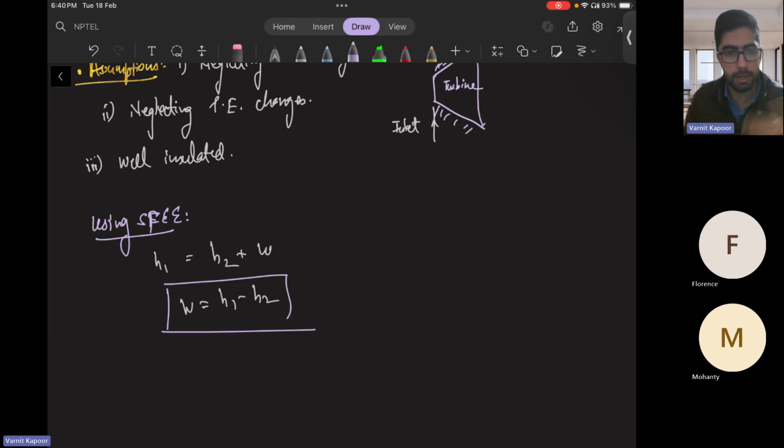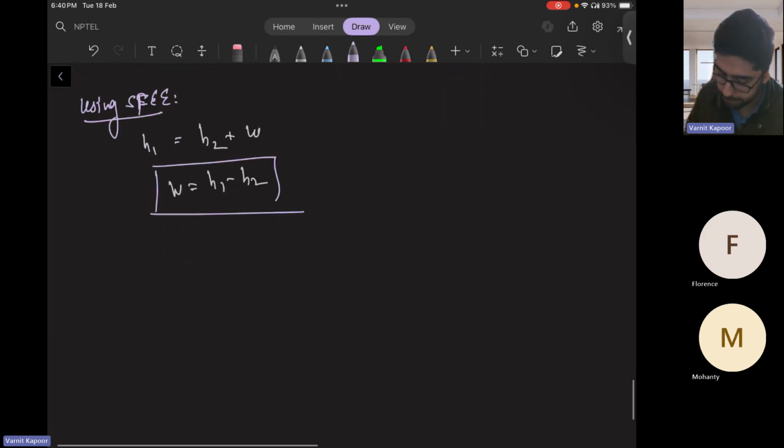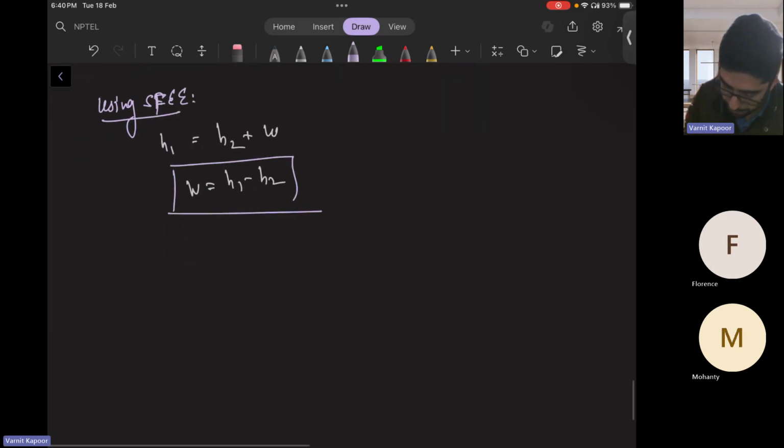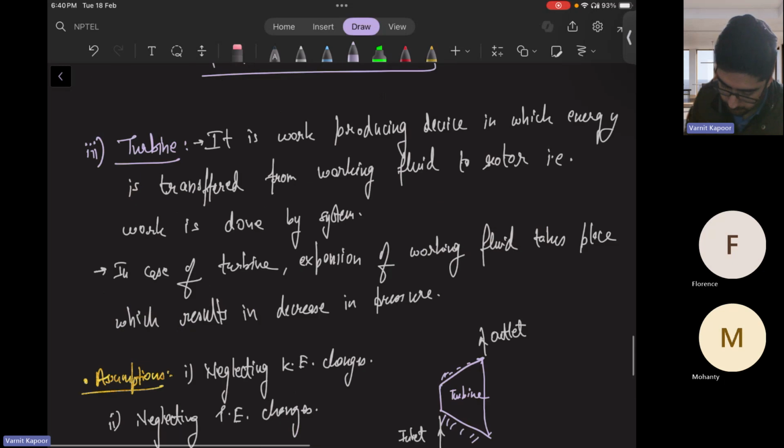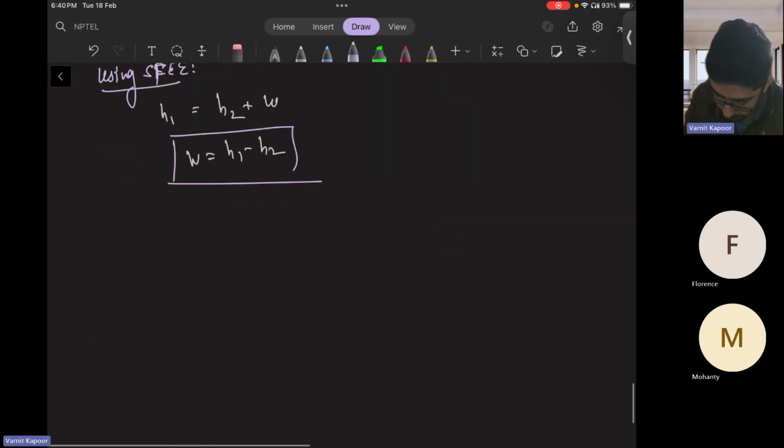Now let's come to pumps and compressors. So this was the third device. Now the fourth device is pump and compressor.